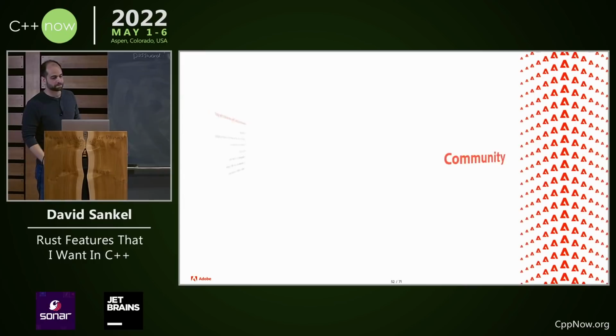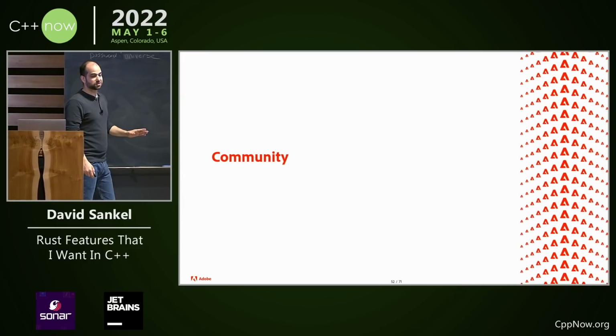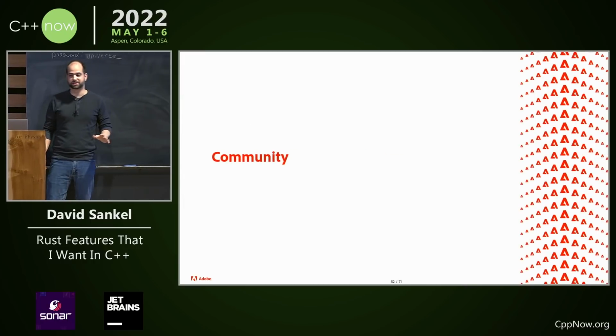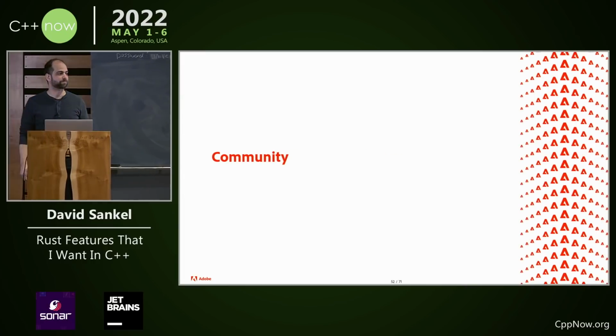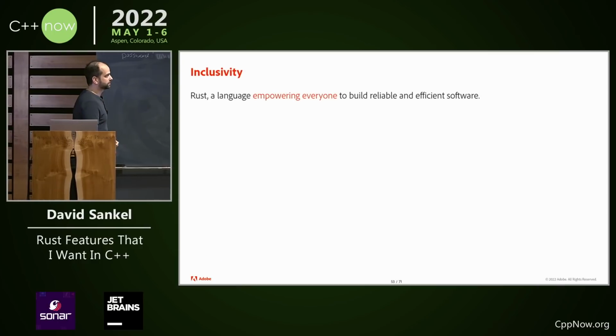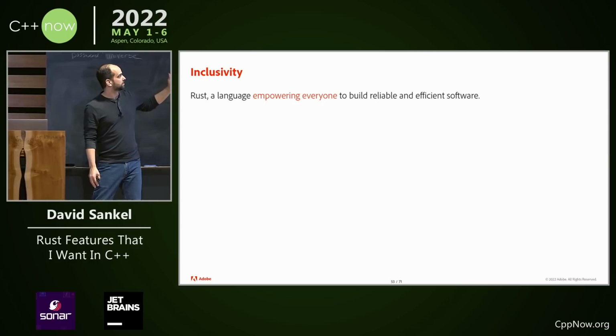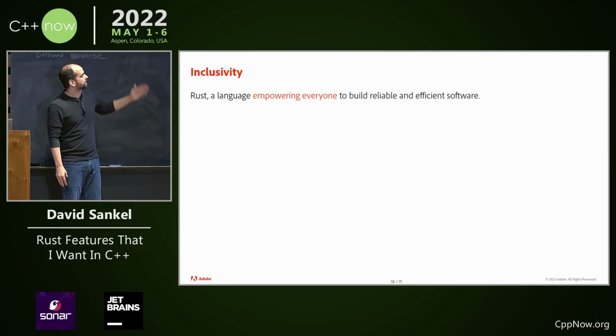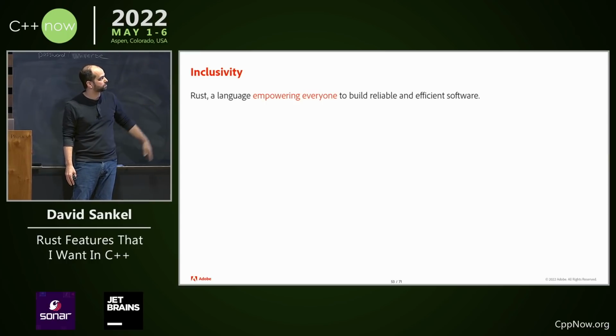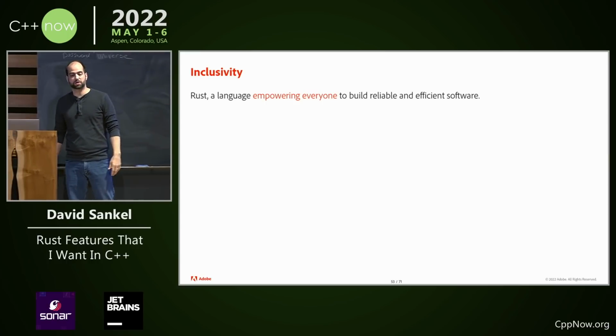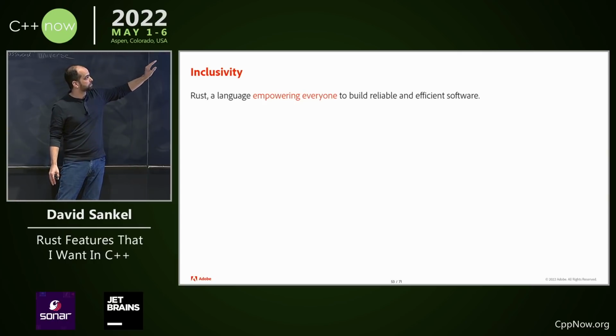All right. Now we're going to talk about community. This is a big one. We're going to talk about inclusivity. The Rust single sentence thing is that Rust is a language empowering everyone to build reliable and efficient software, and they put extra emphasis on empowering everyone.